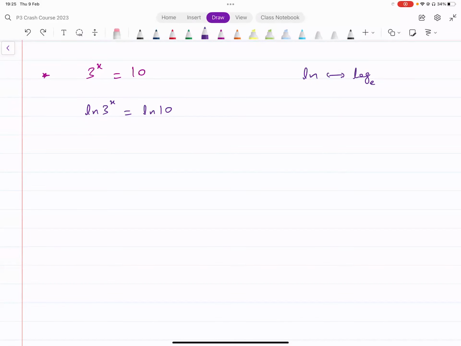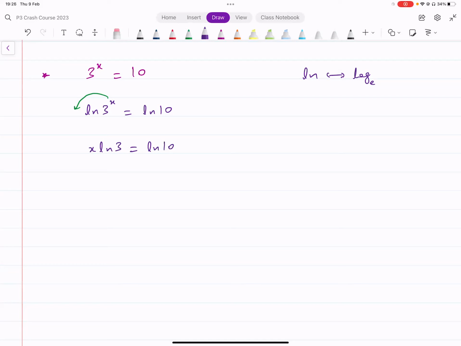Now, what do we do here? We just take log on both sides. Now, how does that help? We could use the power law here. We have 3 raised to power x. This power could come here and get multiplied with ln of 3, so that it becomes x times ln of 3 equals ln of 10. Now you could just take this ln 3 to the other side, and it becomes x equals ln of 10 divided by ln of 3.